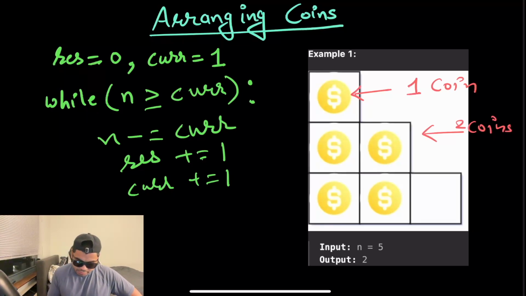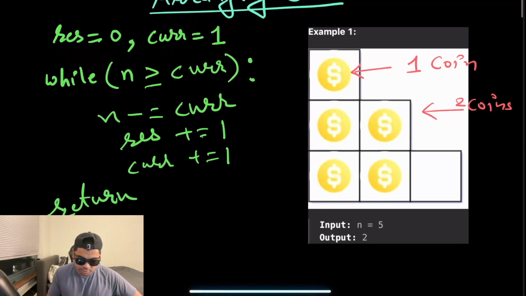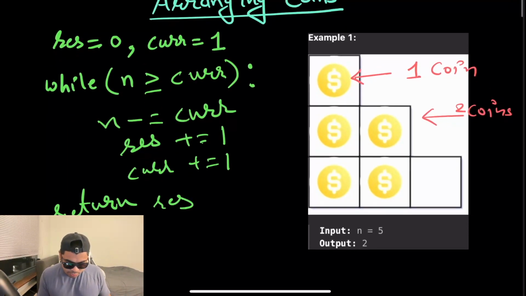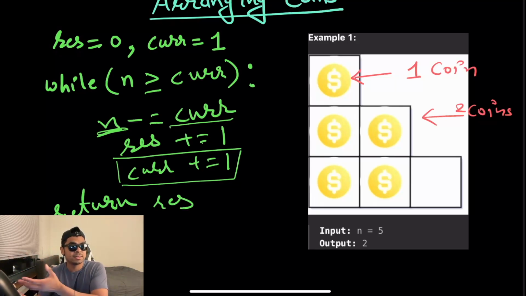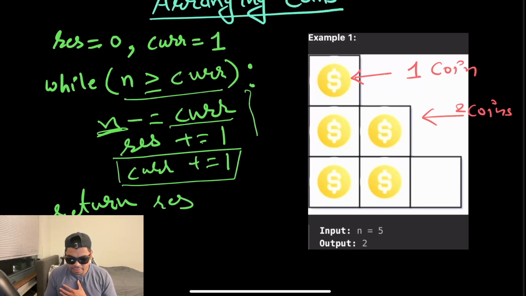All right, and then we finally come out of this loop, and we will return our result. So this will be our algorithm. What we're really doing is we subtract the current number of coins from our total number of coins, and since we have built that staircase, we can increment our result. But we also need to increment the next number of coins that will be needed for our next staircase, and that we will check before entering this while loop.